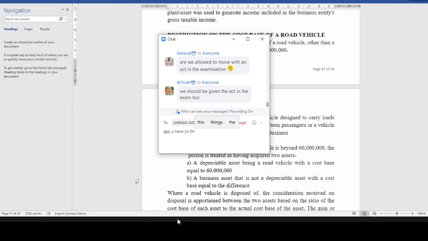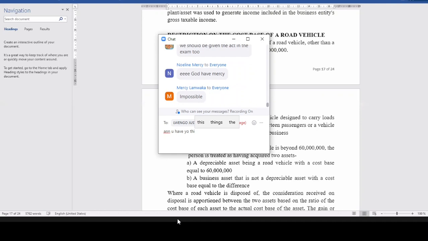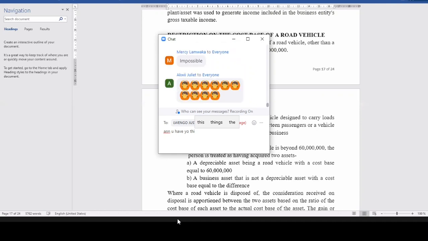Are you allowed to move with the Act in an examination? At this level, you are not allowed. At higher levels, you are allowed, but here at MOOCs, you are not allowed. At a university level, you are not allowed, but at a professional level, you are allowed. You can go with your Act.